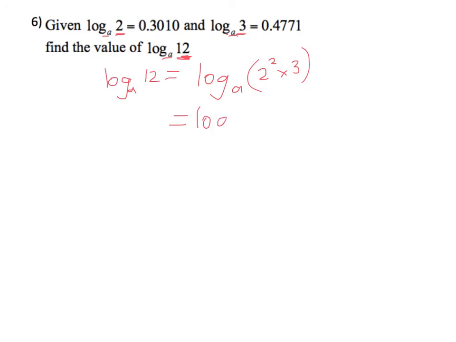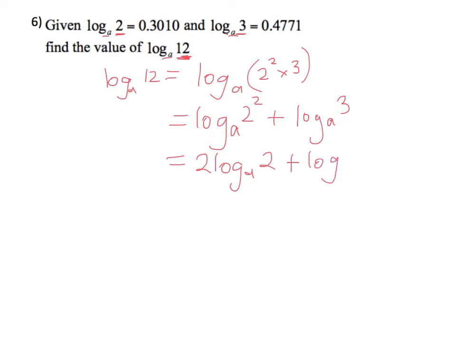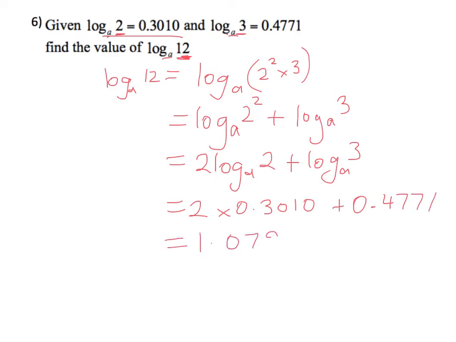into the log of 2 squared times 3. Using the first log law, then we have the log of 2 squared base A plus the log of 3 base A. And using the third log law, we can bring that power down the front of the log on that first one, just like that. And then we can substitute the numbers in that are given to us, because we are given that log of 2 base A is 0.3010, and log of 3 base A is 0.4771, and that equals 1.0791. So common exam style questions.